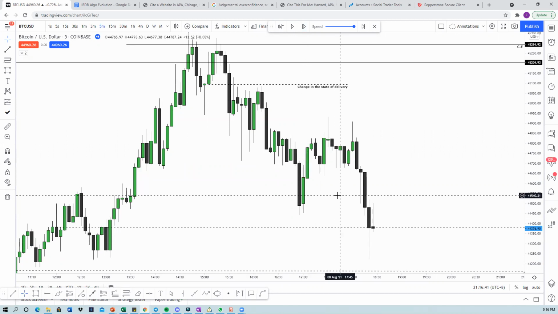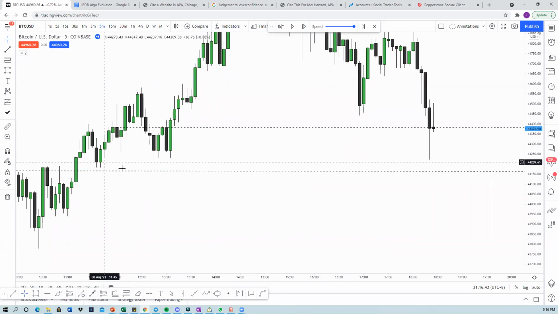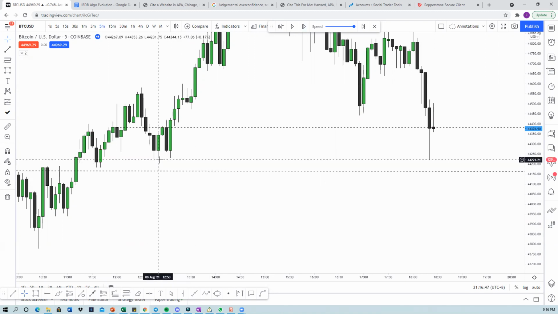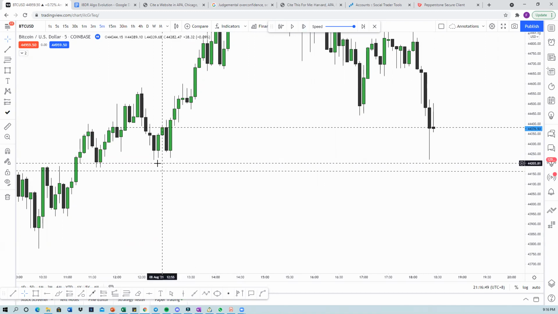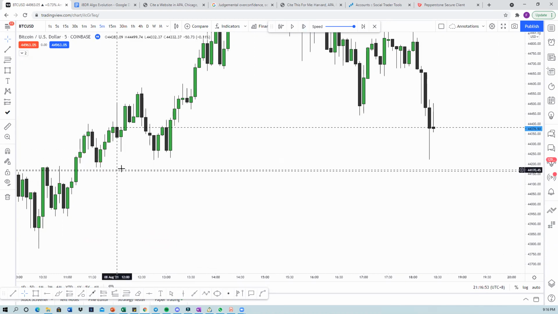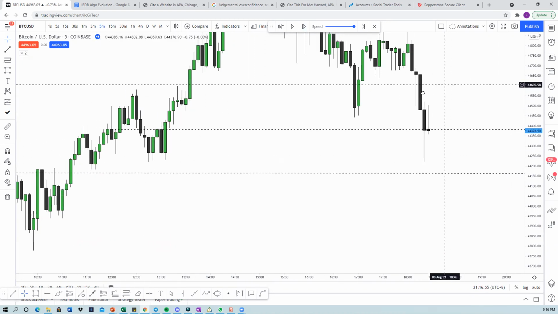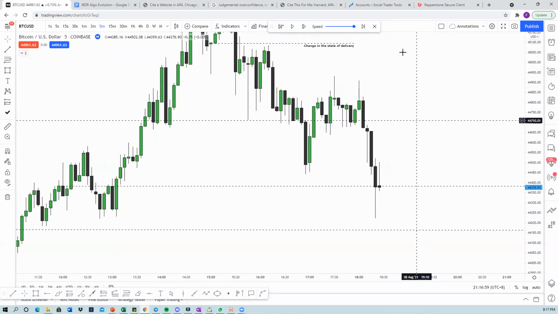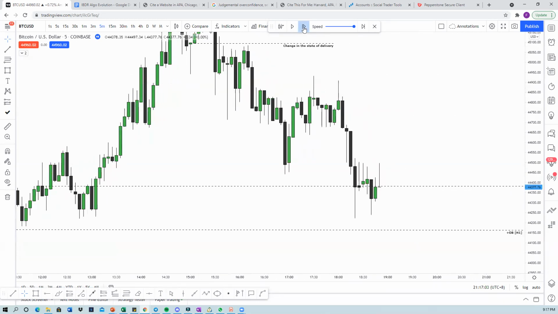Then I was expecting price to at least take out the equal lows over here. Or sorry, I did take it out. Yeah, I did take it out. So I took it out, and then I realized, why is it spiking up and spiking down like this? Because there should be a reason as to why it's spiking. So then let's play it a bit more.